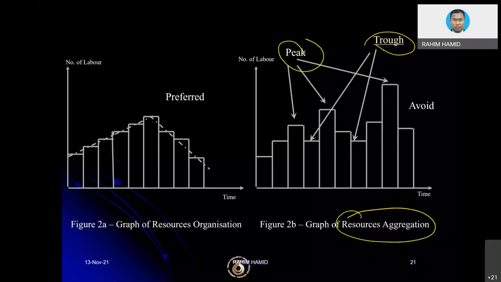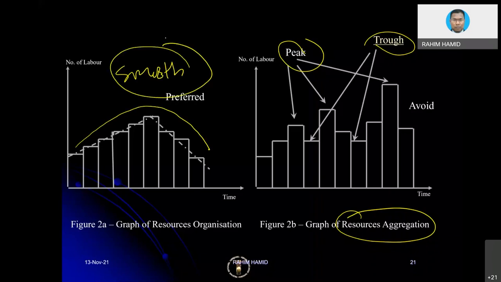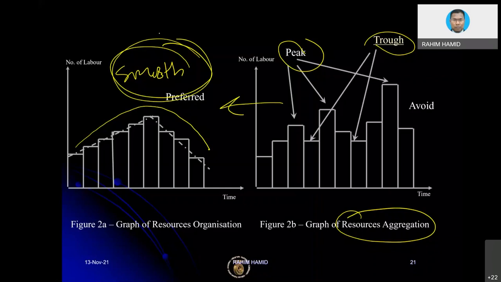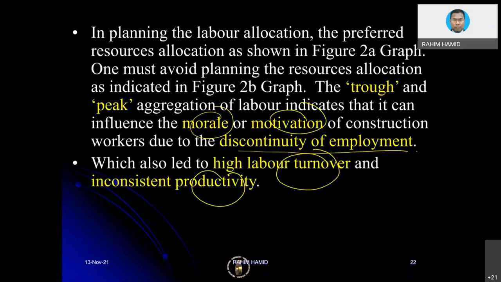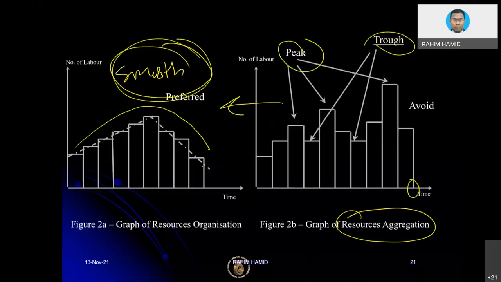So perhaps we want a smooth resource histogram. How do we transform this kind of messy graph into this kind of graph? Actually, we can. That's why we need to look at our scheduling, because remember, we are the ones who do the scheduling, meaning we are the ones who can adjust it. All right, so that is the concept. Now, for project duration in resource smoothing, we do not adjust anything about the project completion date. It remains the same. The only thing we adjust is the activity start time.